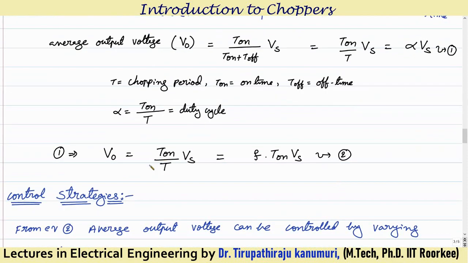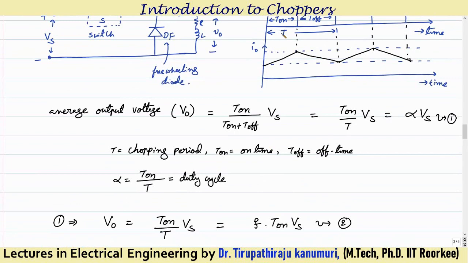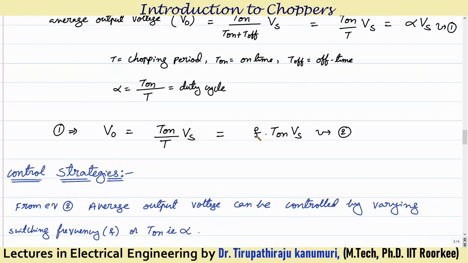So now I can rewrite this. My average output voltage is equal to T on by T times the supply voltage. I am separating 1 by T, 1 by time period or 1 by chopping period, that I can call the frequency. That means the chopping frequency or the frequency of this switching circuit. This gives your frequency. So this I can write as frequency multiplied by T on multiplied by Vs.